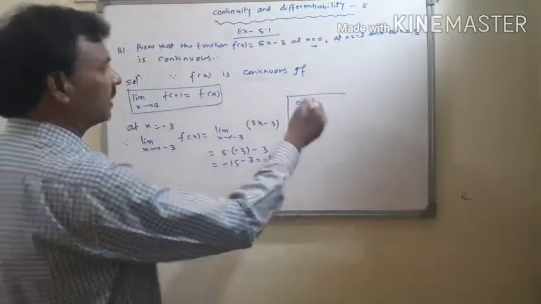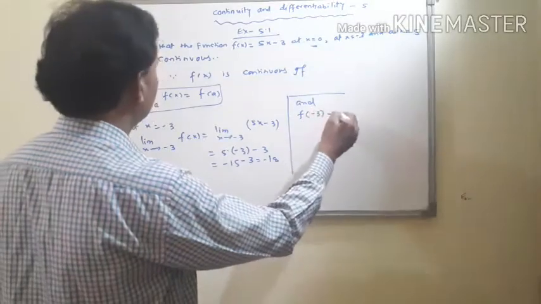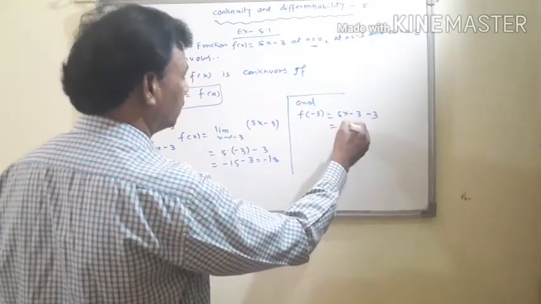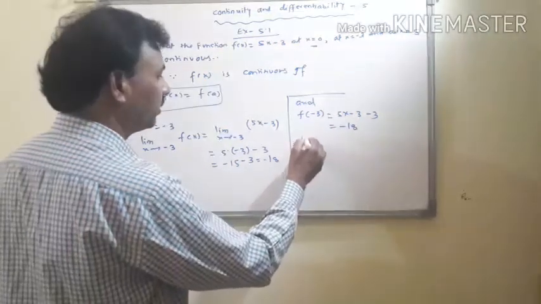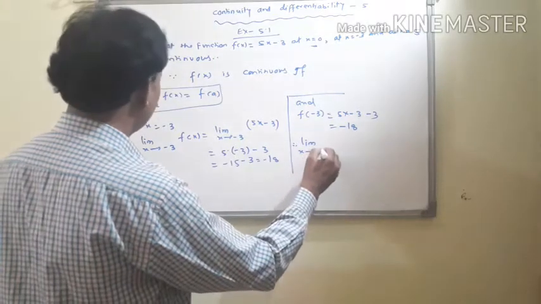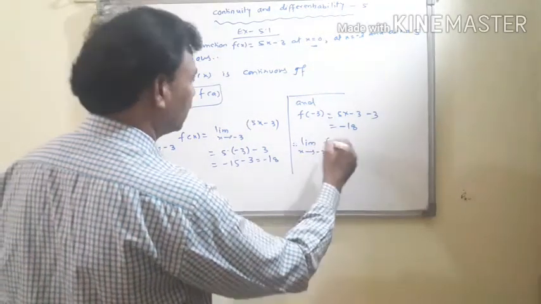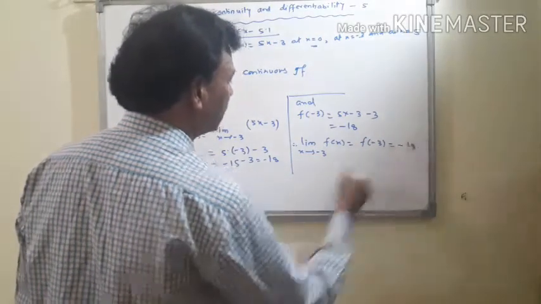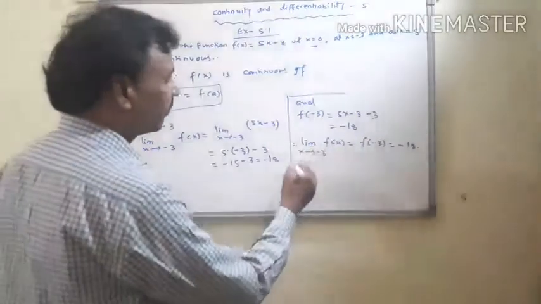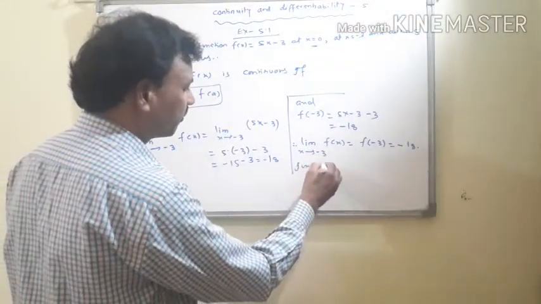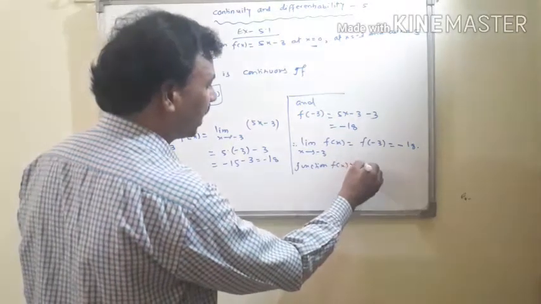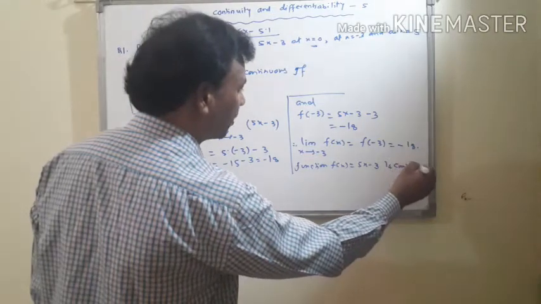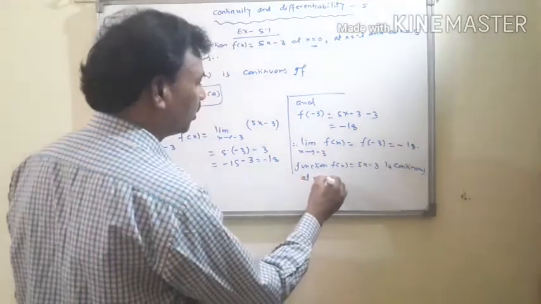And if you want to find the value directly, f of minus 3 is equal to 5 into minus 3 minus 3. This will also be minus 18. Therefore, limit x tends to minus 3 f of x equal to f of minus 3, and this is equal to minus 18. Thus, we can say that the function f of x equal to 5x minus 3 is a continuous function at x equal to minus 3.